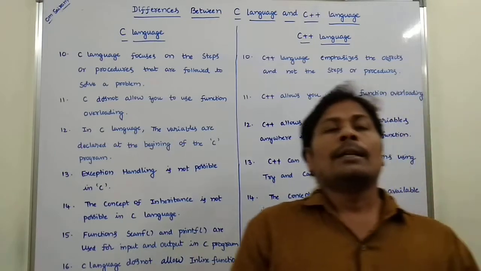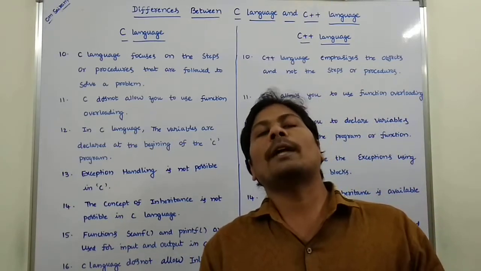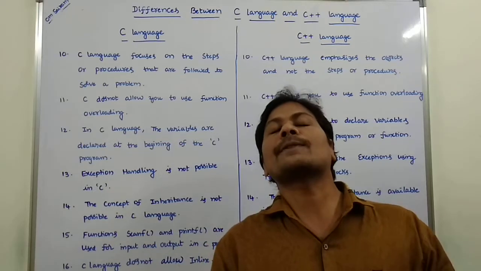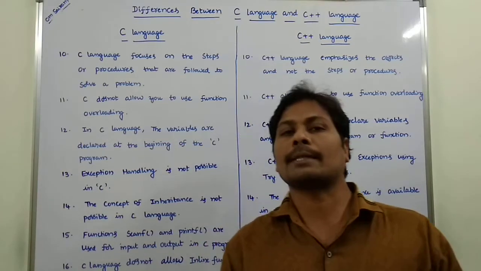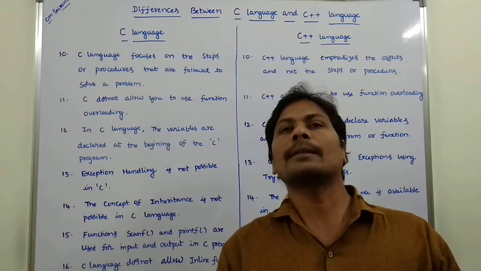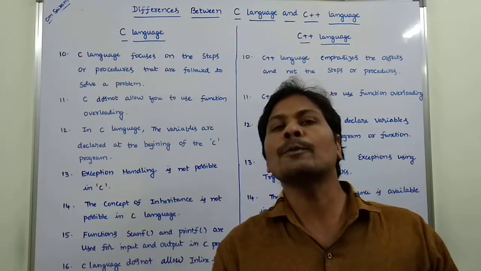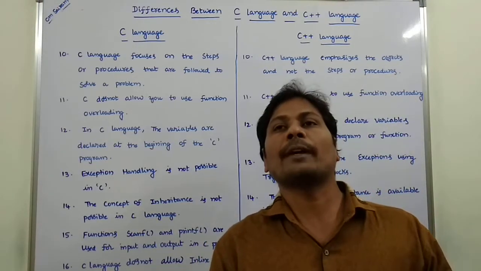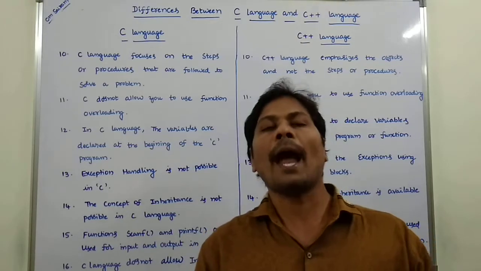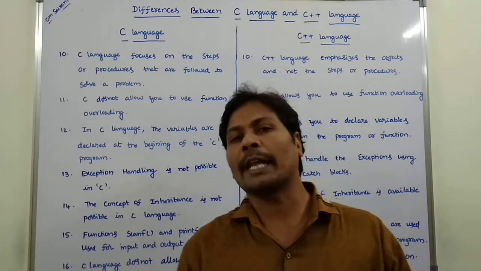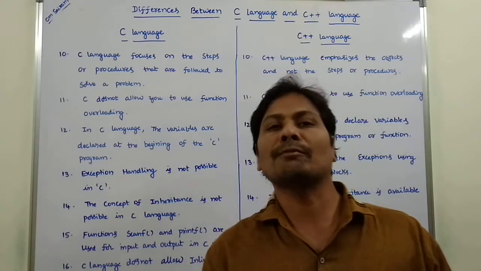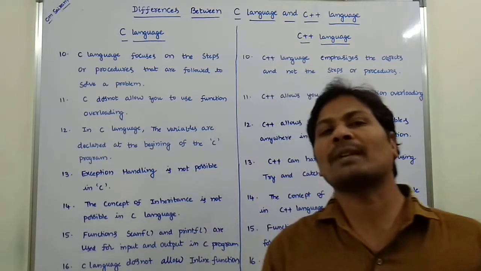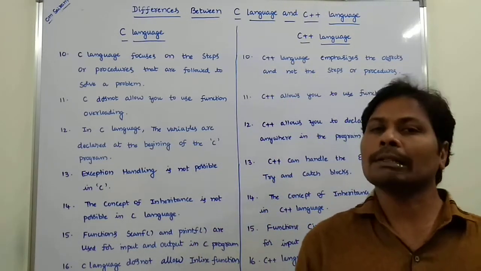Next one is, C language does not allow the function overloading concept, whereas C++ language supports function overloading. Function overloading is nothing but the same function name being used for different purposes. For example, the add function is used for addition of two integers, and the same add function is used for addition of two floating point numbers. That is function overloading. C language does not allow function overloading, whereas C++ language supports it.